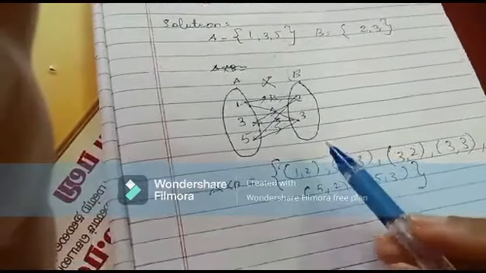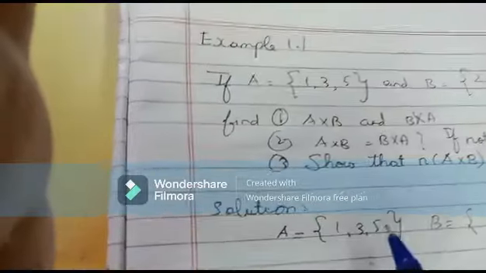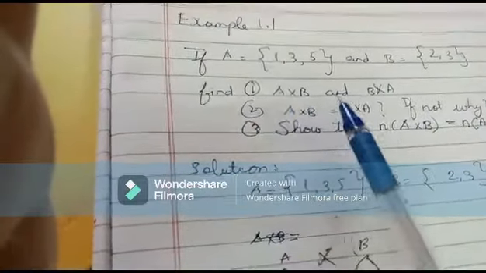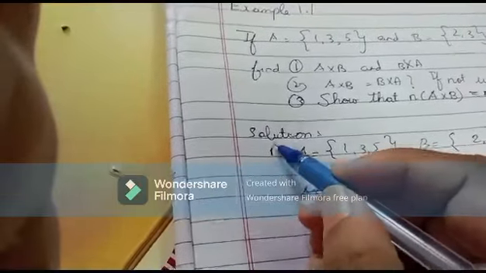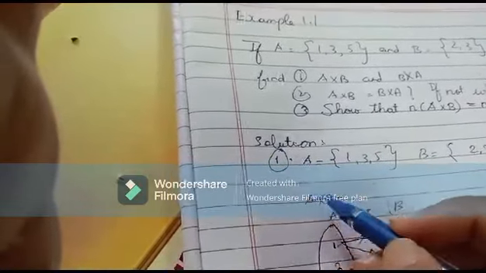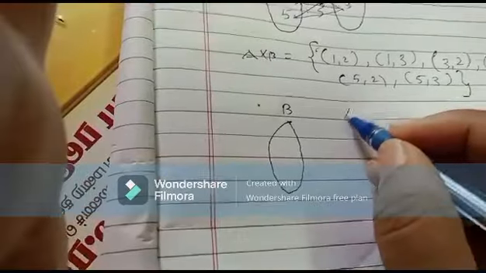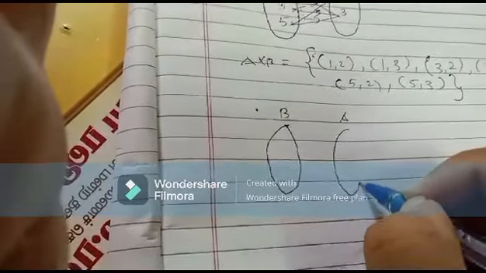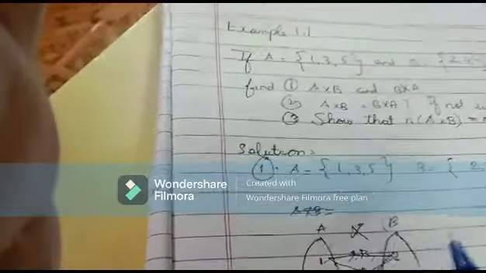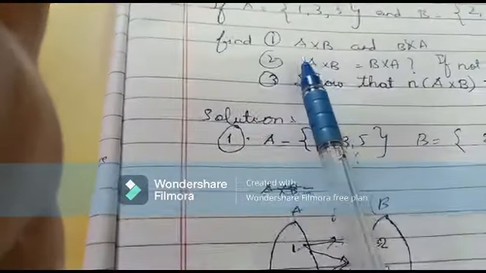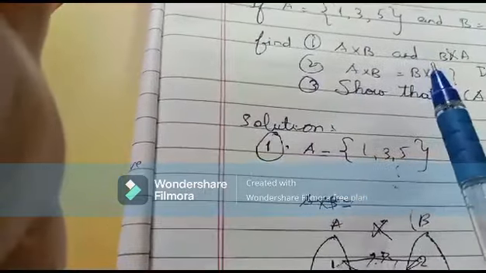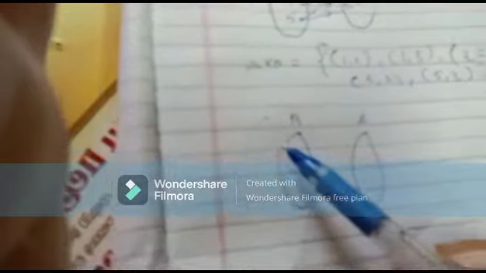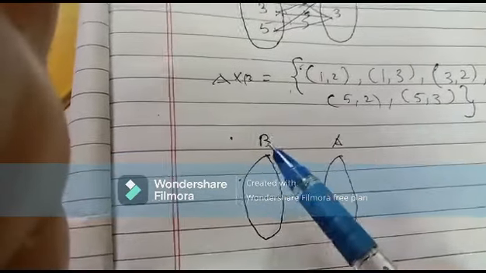Now we are going to find out B cross A, right? So in the question you can see A cross B and B cross A. First we have to find A cross B and then we have to find B cross A. Write the Venn diagram for B and then A, because we are going to find out B cross A, not A cross B. A cross B is first A and then B, but for B cross A, first B and then A. You have to write the Venn diagram first for B and then for A.